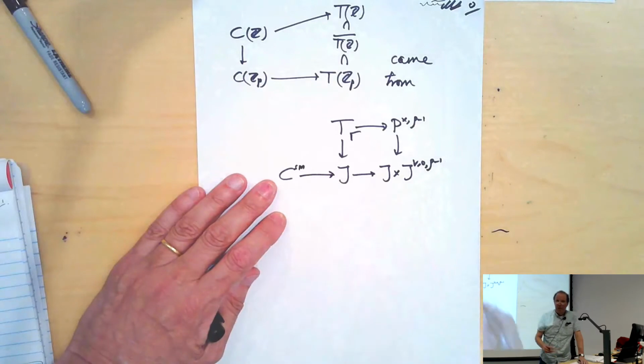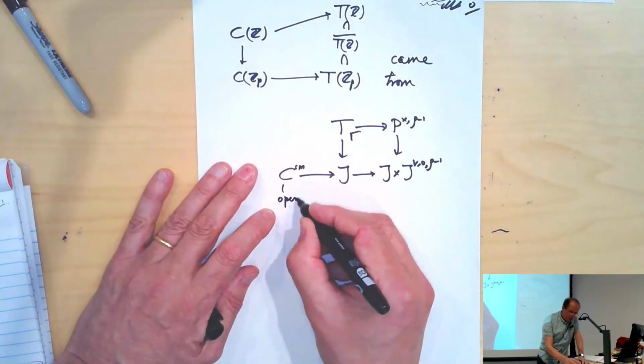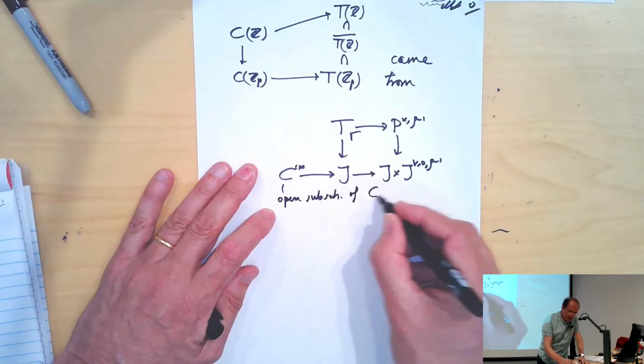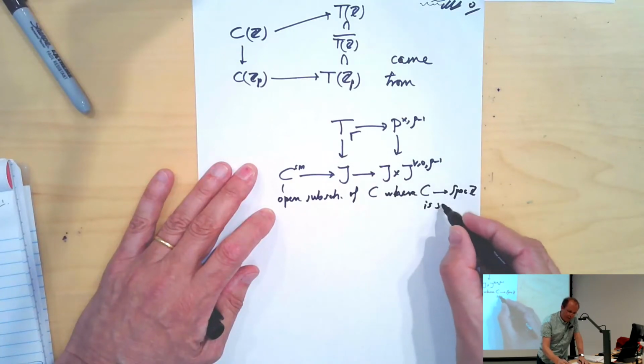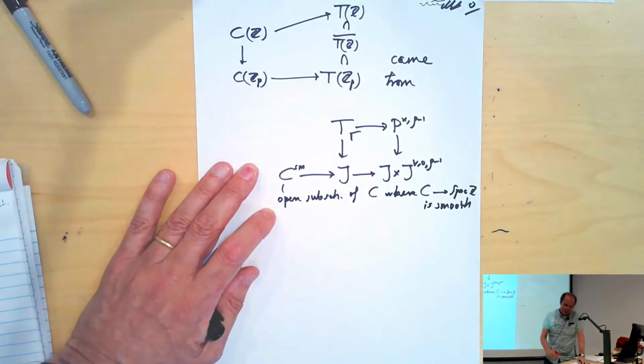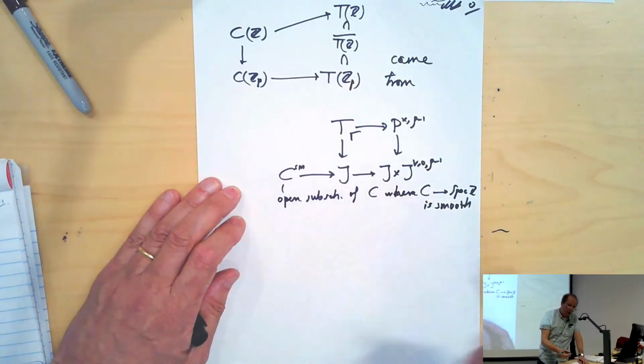C was, remember, a model over Z of my curve over Q. And this model had a few properties. It was proper and regular. But it was not smooth. There can be primes of bad reduction. So if you want it to be proper and smooth, you have a problem. You ask for too much. So this is the open subscheme of C, where C to Spec Z is smooth. And this you can extend uniquely to a map to J, the Néron model of the Jacobian over Q.